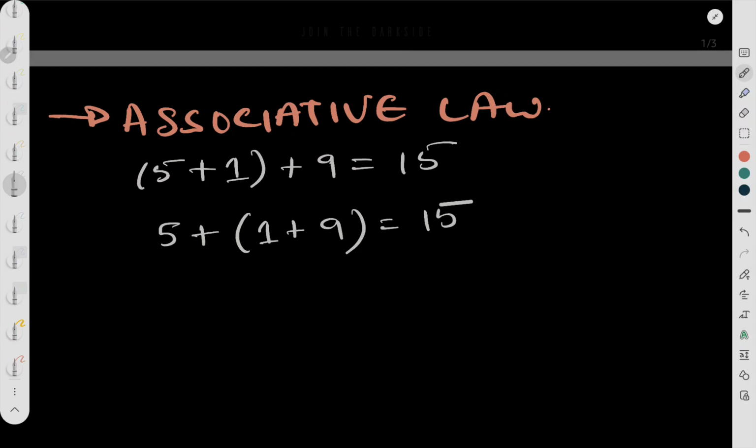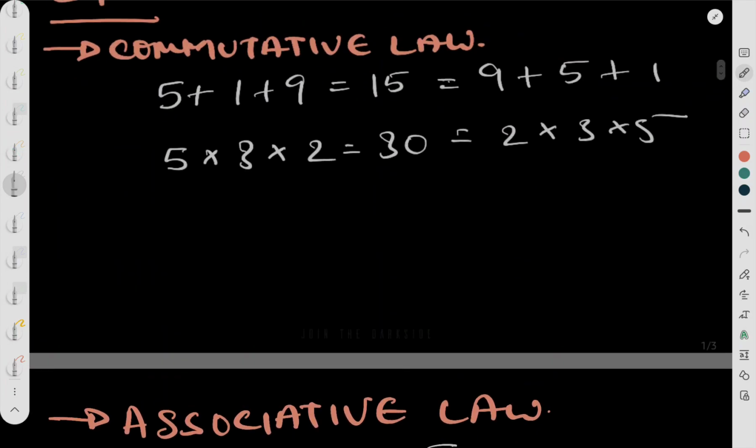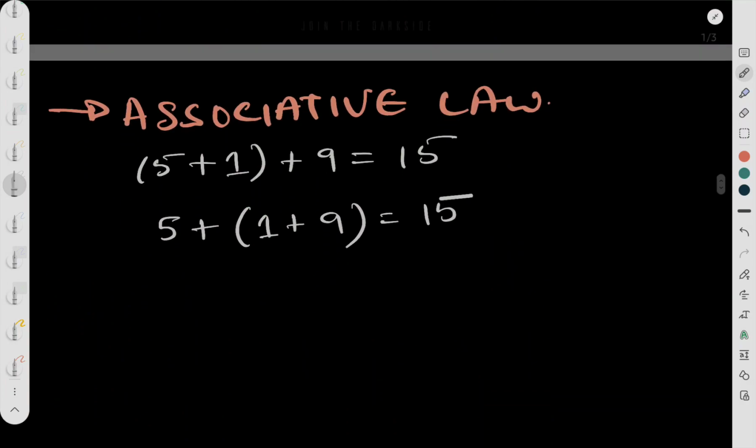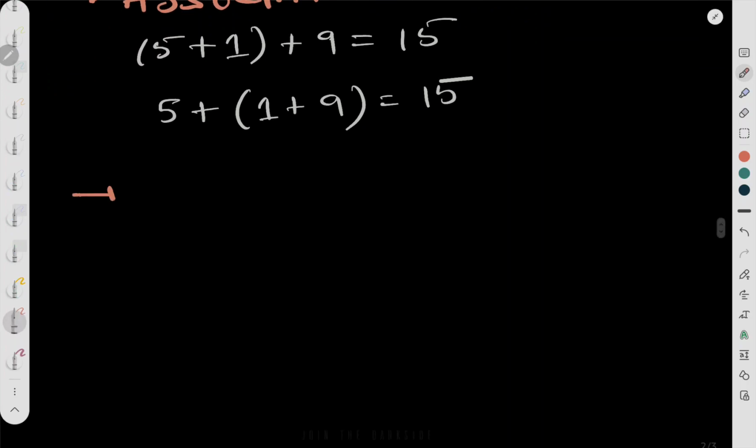So you're grouping 5 and 1. In the second equation, you're grouping 1 and 9. So the grouping does not matter again. That's what this second law states, and it is applicable to even multiplication. But now both of these laws do not apply to subtraction or division. We'll see why, but let's move on to the third law, which is the distributive law.